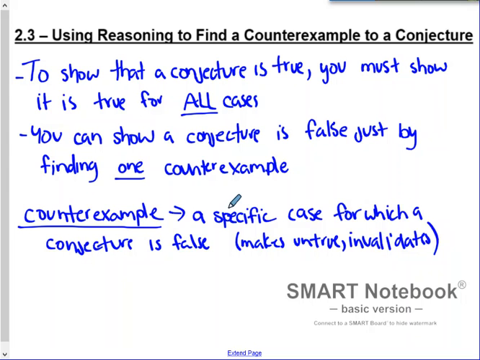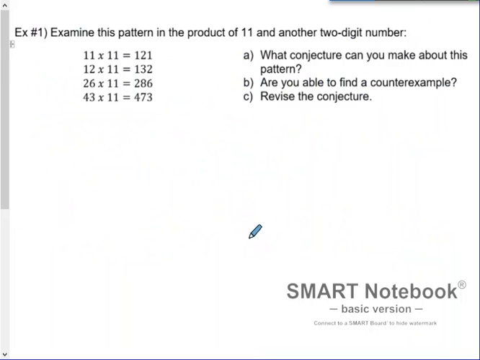So we're going to be looking at a couple of examples and finding counterexamples for them. Our first example, we're going to examine this pattern in the product of 11 and another two-digit number. So specifically two-digit numbers and the product of 11. We're not going to be checking any smaller numbers or larger numbers than two digits. This is a pattern we're going to be looking at.